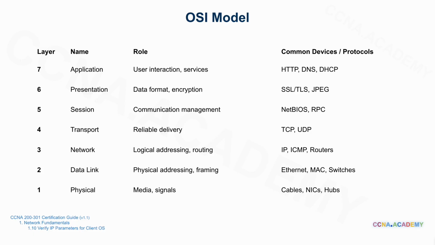At the application layer, we have user-facing services like HTTP, DNS, and DHCP. The presentation layer handles data format and encryption, things like SSL or TLS. The session layer manages communication setup, while transport ensures reliable delivery with TCP or UDP. At layer 3, the network layer uses IP for routing. Layer 2 handles MAC addresses and Ethernet framing, and Layer 1 covers the physical media, your cables and network cards.